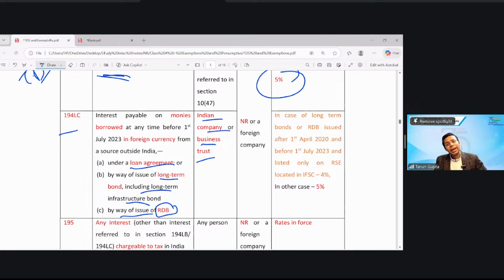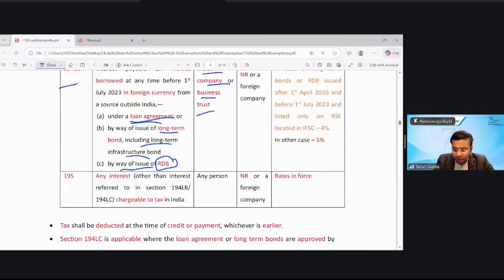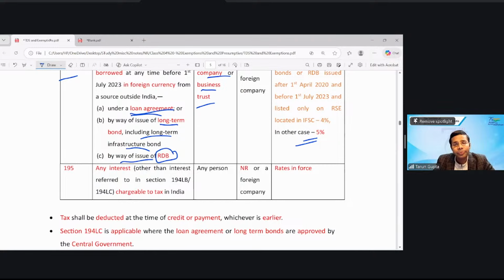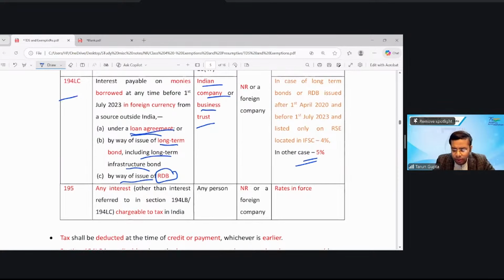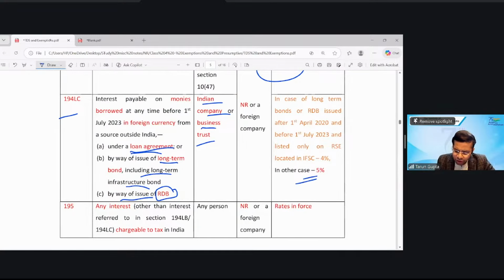It means the Indian company has taken a loan in foreign currency, or has issued a bond and received money, or has issued a rupee denominated bond. Then the Indian company shall be paying interest, and such interest shall be taxable at the rate of 5%. And if the bond or RDB was issued after 1st July 2020 and before 1st July 2023, and they are listed on a recognised stock exchange in IFSC, then they are taxable at the rate of 4%.